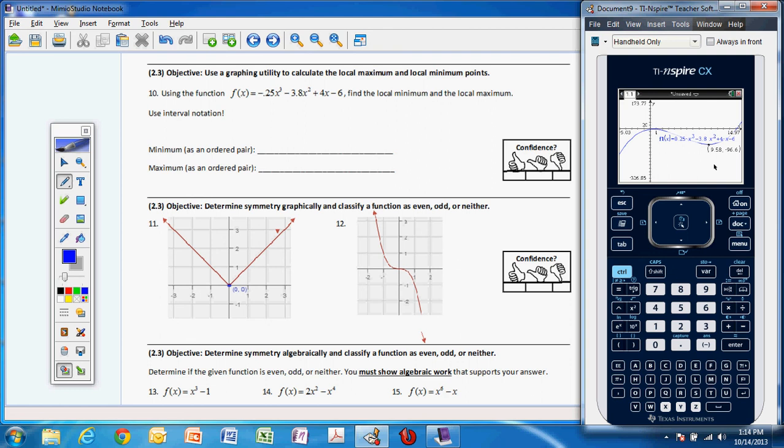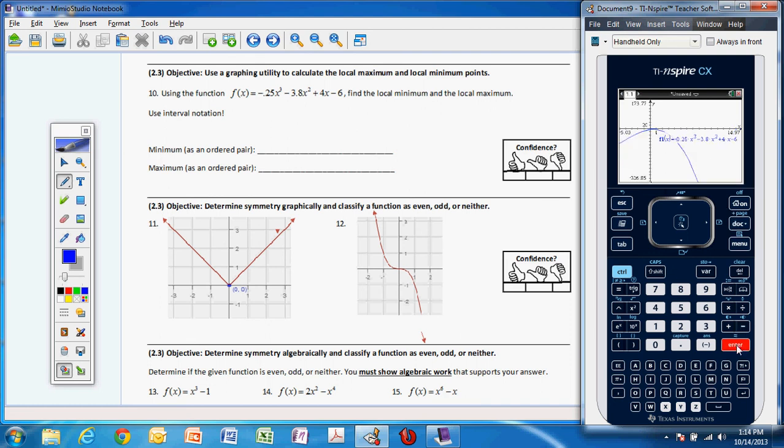So looking at that, right, that just shows... Oh, shoot. And I actually typed in my function wrong. So real quick, I'm going to fix that. So again, if we go up there, this was a negative 0.25. So that was my bad. So that was actually a negative 0.25x cubed minus 3.8x squared plus 4x minus 6.